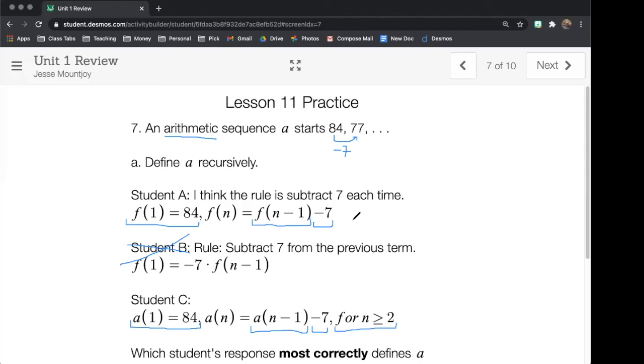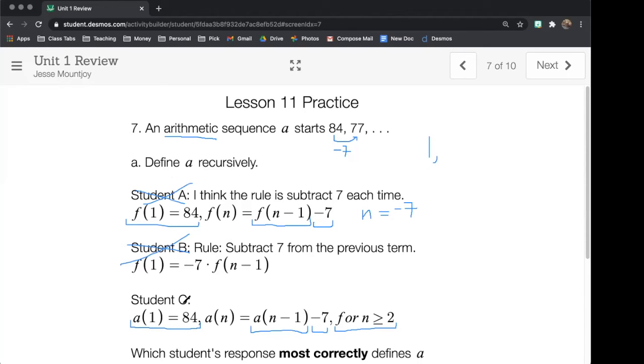So right now for A, I might not know, can I plug in n equals -7? Right now, without a domain, I can plug in any number, but that doesn't make sense for a sequence. Sequences start at 1 and they count from there, right? This is my first term, my second term, my third term. I don't have a -7th term when I'm looking at a sequence. So student A doesn't make sense.